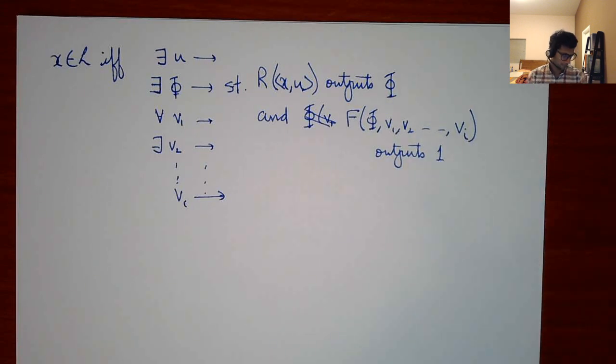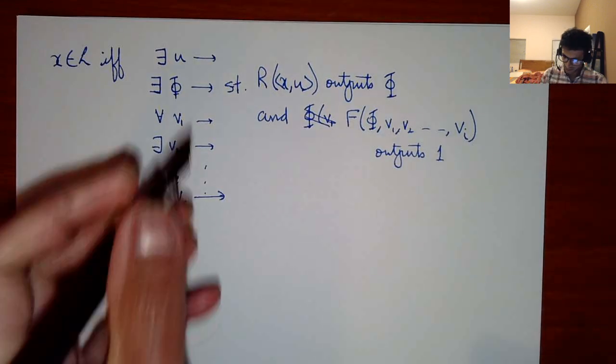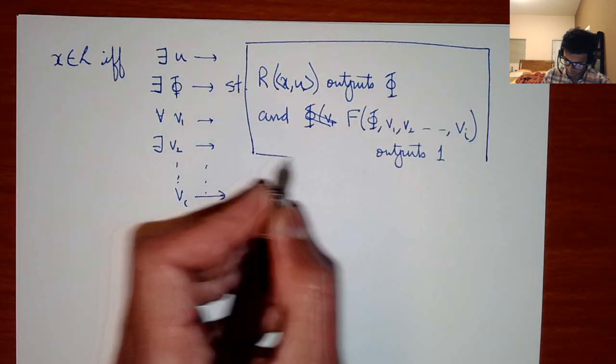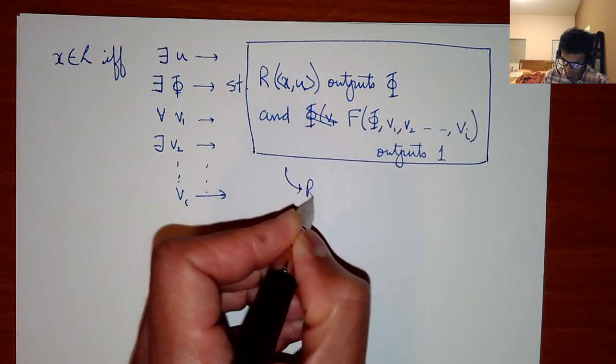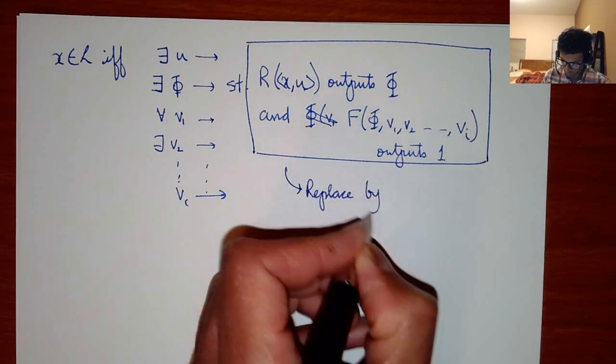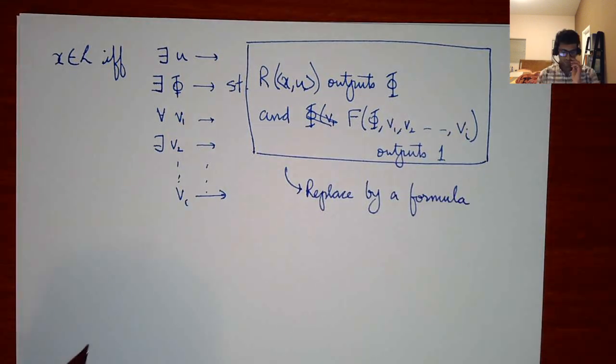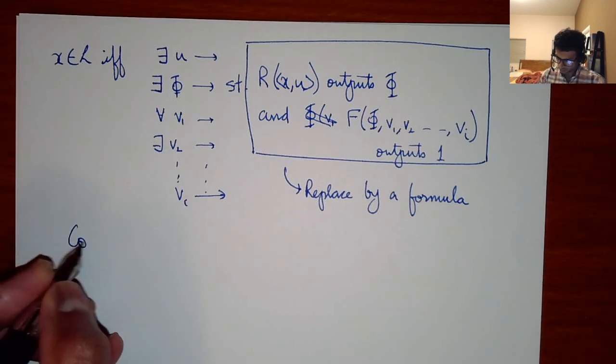Okay? And so we just need to replace this statement by a formula. Does this make sense? And this is exactly what the Cook-Levin theorem does.